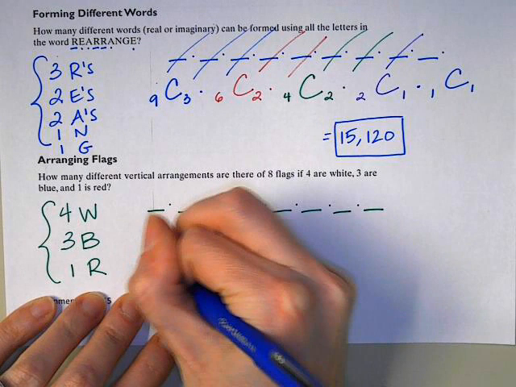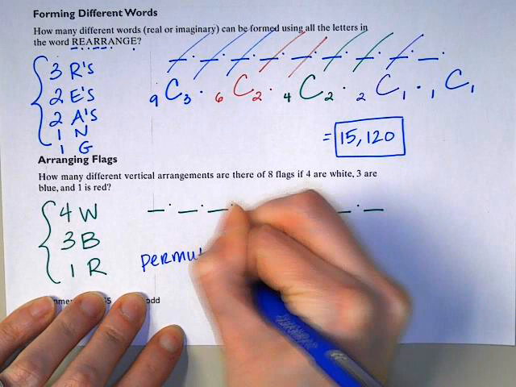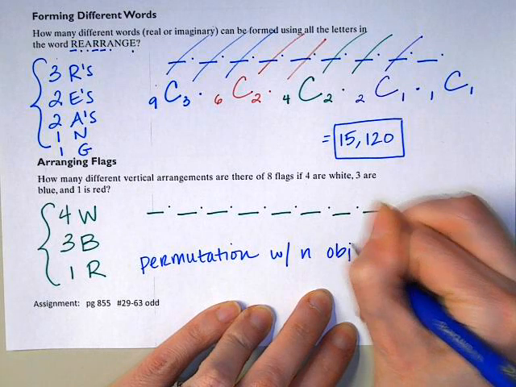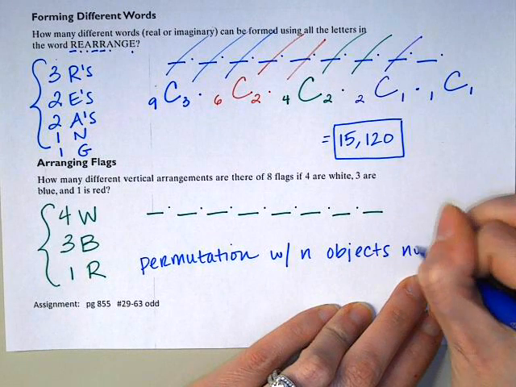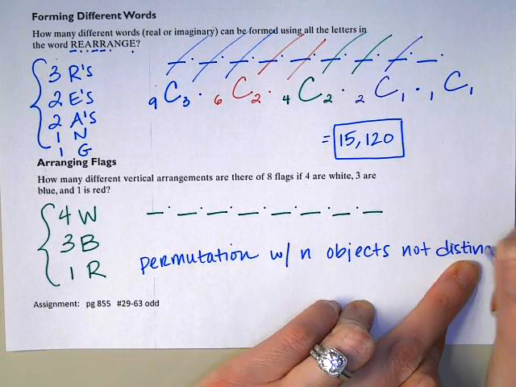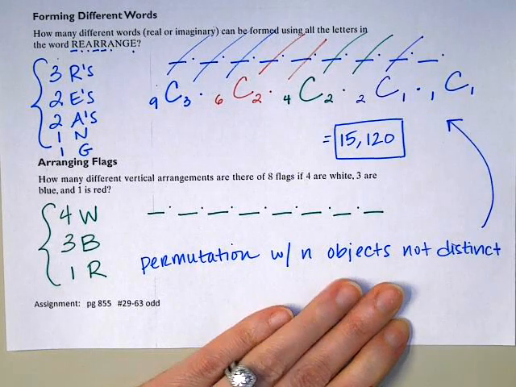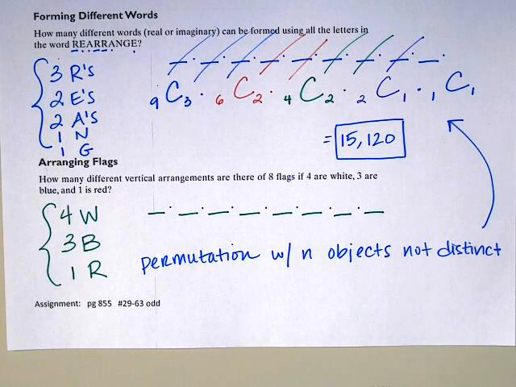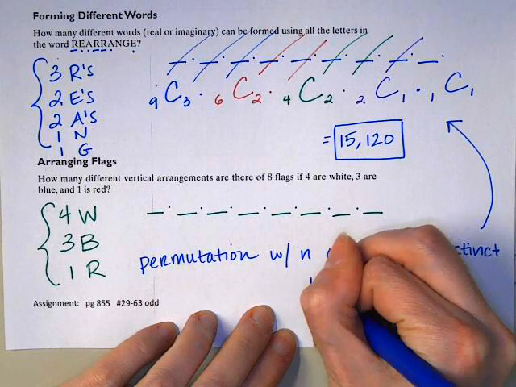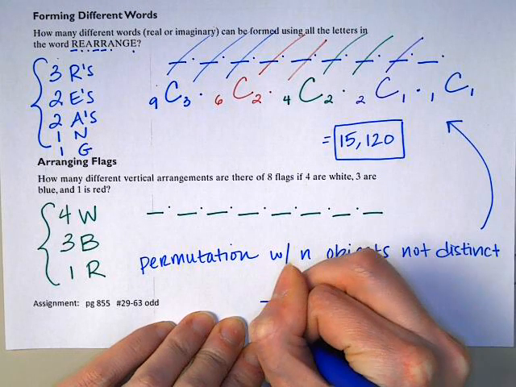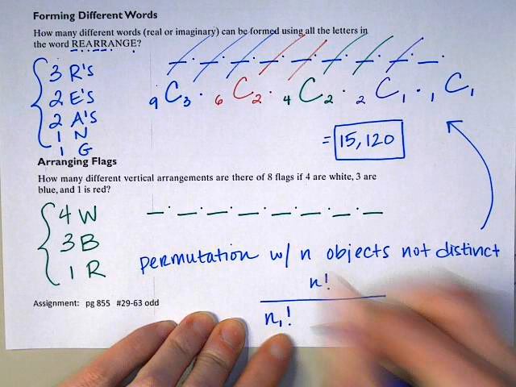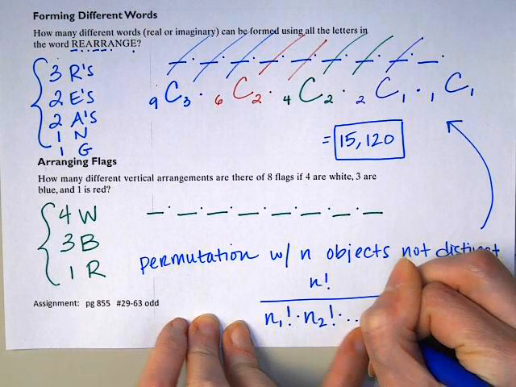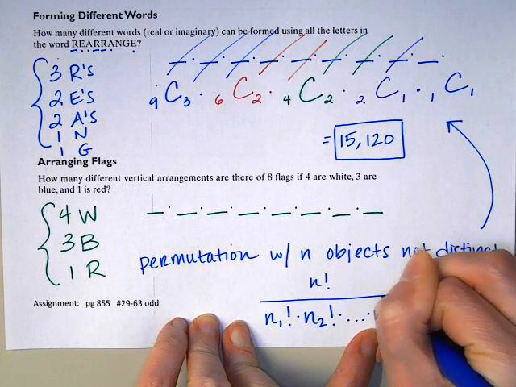So if you ever have a permutation with n objects not distinct, and this would have worked for this problem as well because the R's are not distinct, the E's are not distinct, you can use this formula as well. N factorial over n sub 1 factorial times n sub 2 factorial times as many as there are up to n sub k factorial.